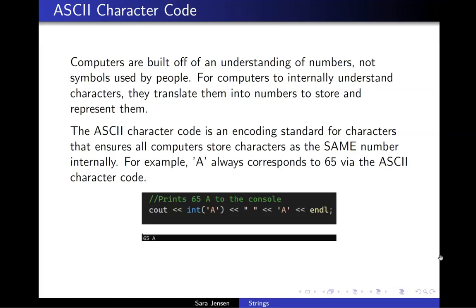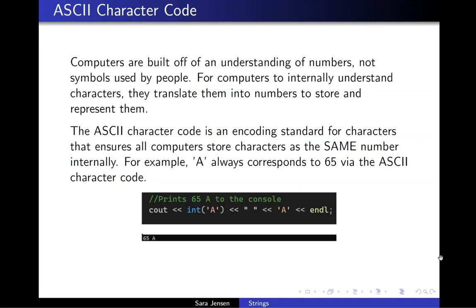In the background on our computer, whenever we input a letter or symbol from the keyboard, this is translated into a number in order to be stored by the computer. The ASCII character code is an encoding standard for characters on the keyboard, in order to ensure that all computers undergo this encoding process in a uniform and predictable way, storing the individual characters from the keyboard as the exact same number across different computers internally.